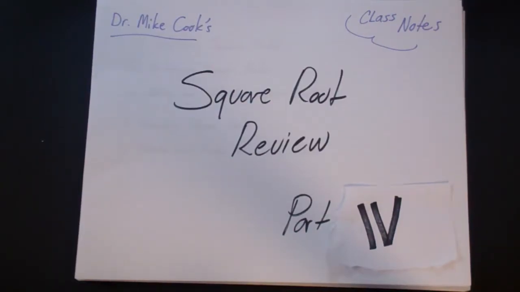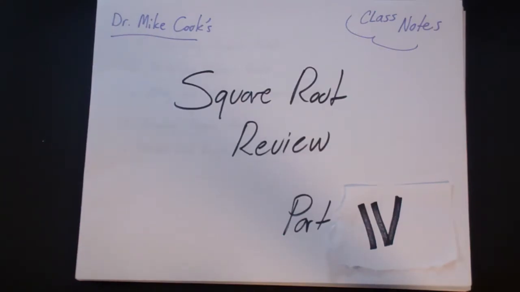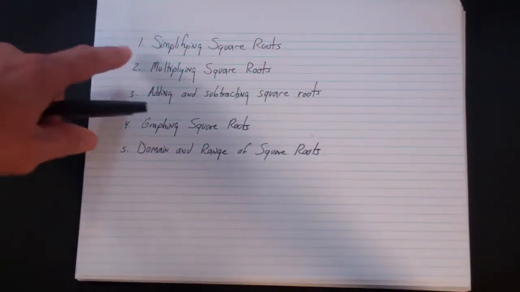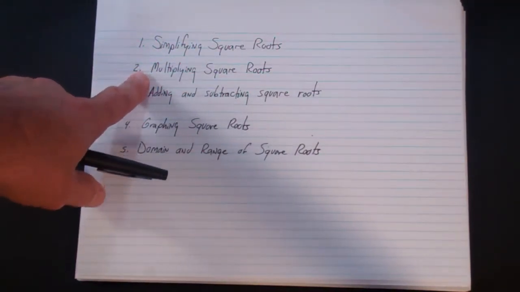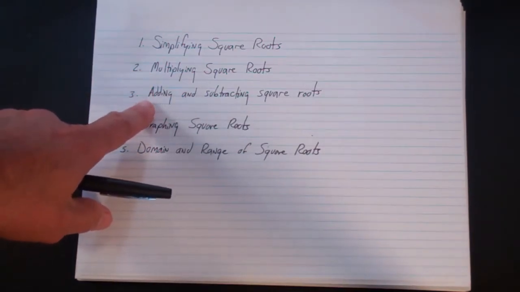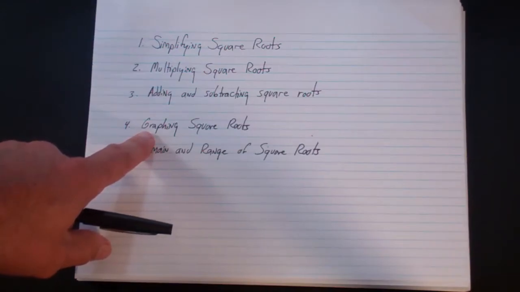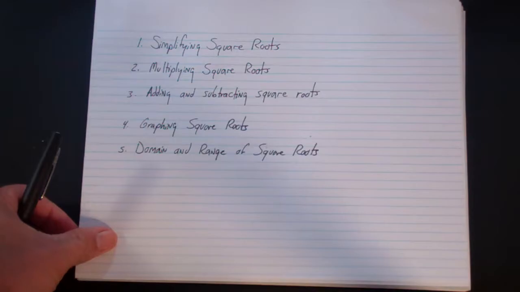This is the fourth in a series of 5 videos of class notes on review of square roots. The general outline is that the first video talked about simplifying square roots, the second one about multiplying square roots, the third one about adding and subtracting square roots, and then graphing square roots is the fourth one, and that's the one that we're going to do right now. The following one will do domain and range of square roots.